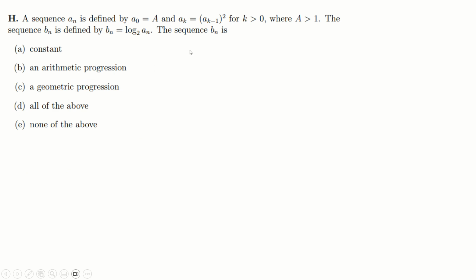This question was super easy. A0 is A, so you just put A in there and you get A1 is A squared. Then you put in A1 in here, so you get A squared squared, which is A to the 4, and then A to the 4 squared is A to the 8, and so on.